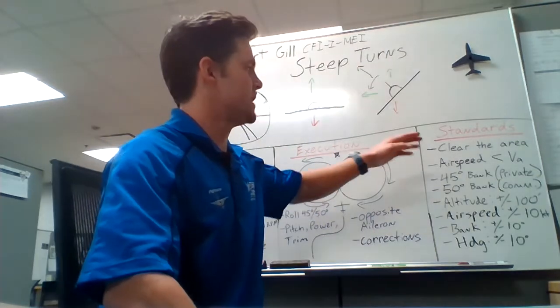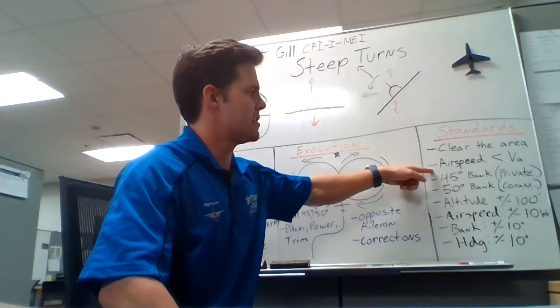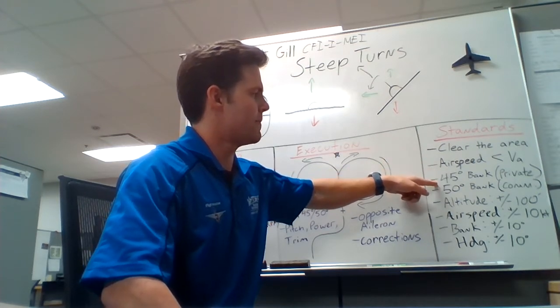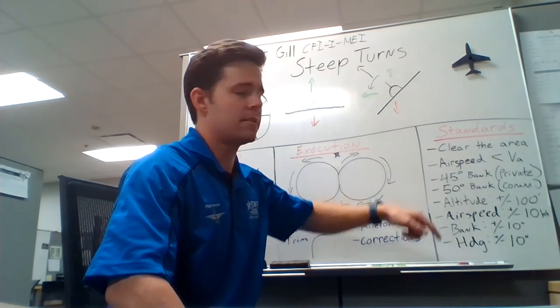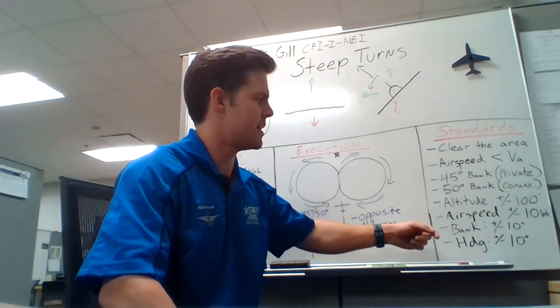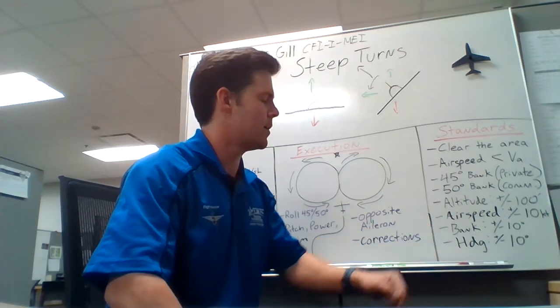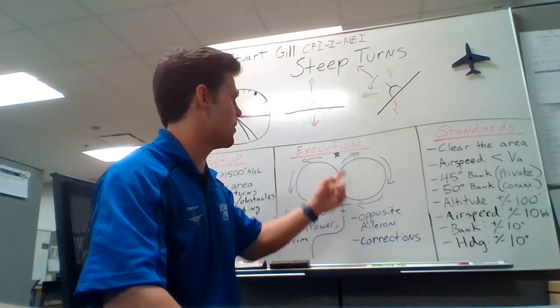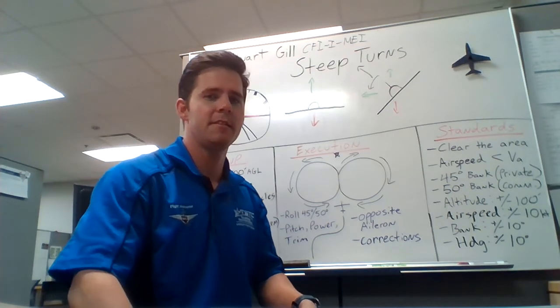So, standards for the maneuver: we've got to clear the area, airspeed below maneuvering speed, 45 degrees of bank for private, 50 degrees of bank for commercial, altitude plus or minus 100 feet, airspeed plus or minus 10 knots, bank plus or minus 10 degrees, and heading plus or minus 10 degrees from our rollout heading from where we started. And that is steep turns.